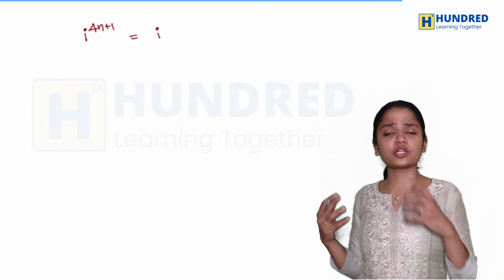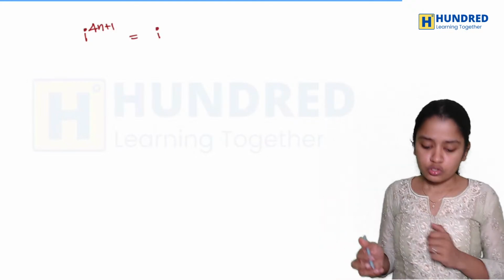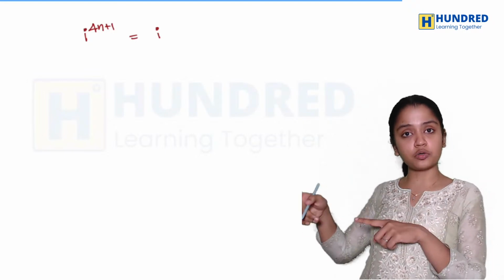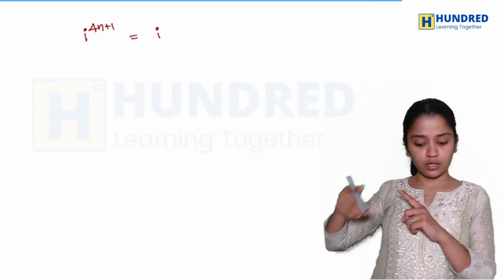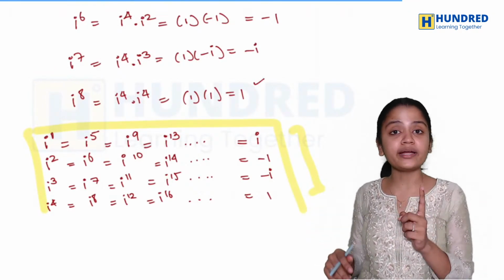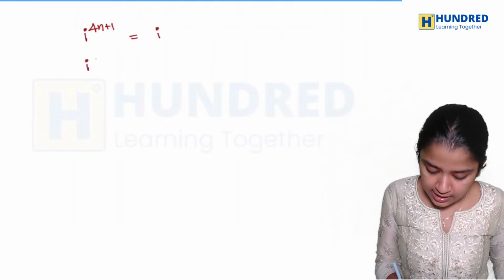Your n can be 0, so n starts from 0. When n is equal to 0, it will be i power 1, so basically it's i. When n is equal to 1, it will be 4 plus 1, which is 5. So basically this is our conclusion.